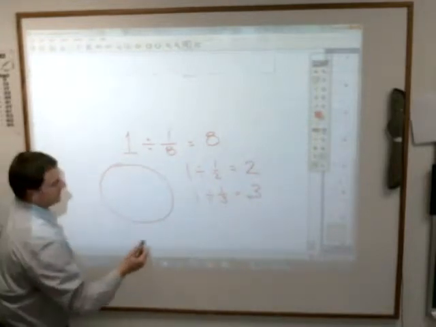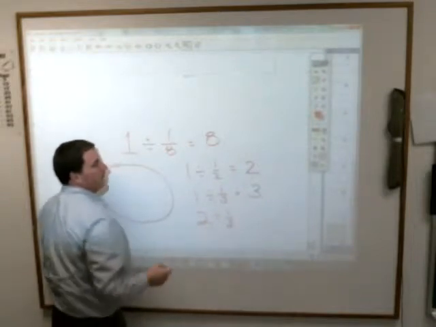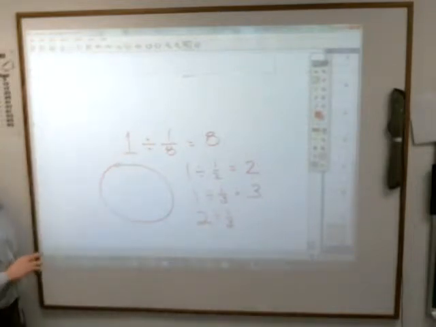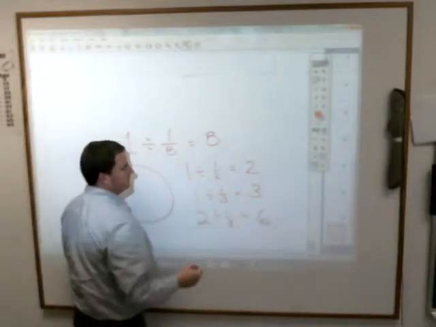Oh, well then how about this? What if you have two circles and you divide it by 1/3? How many 1/3s can you take out of two circles? Kaylee? 6. Well, you kind of get the gist of that there.